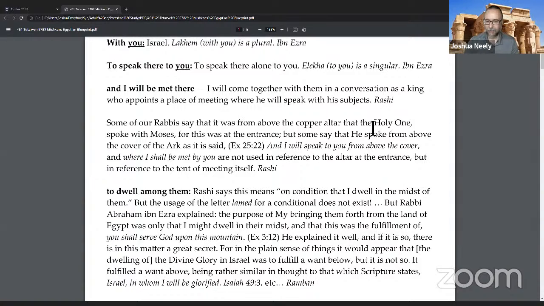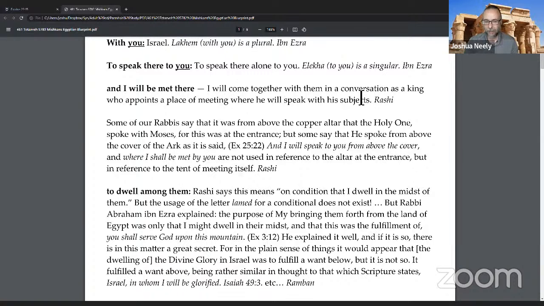Rashi says that this means on the condition that I dwell in the midst of them, going from our verses, but the usage of the letter lamed for a conditional does not exist, right? Ramban is no stranger to pointing out when he thinks someone else has made a mistake. And he's saying that to say that this is on the condition that I dwell in the midst of them, implying that somehow there is a conditional relationship of whether or not God will be in the tabernacle or not, simply is not supported by the grammar.